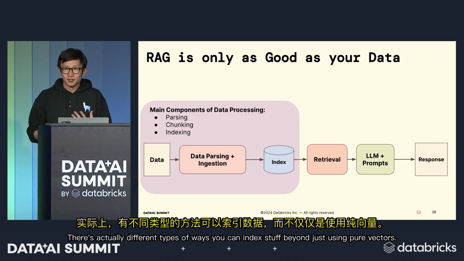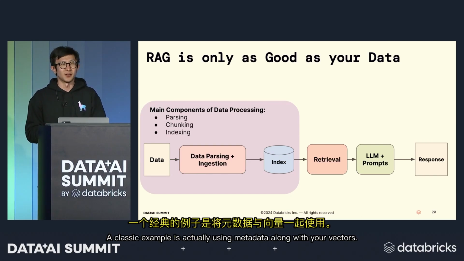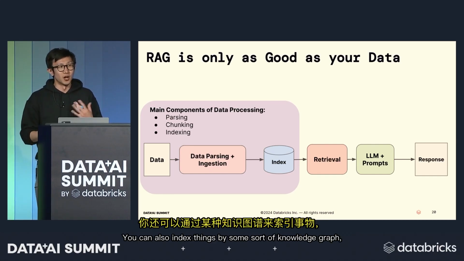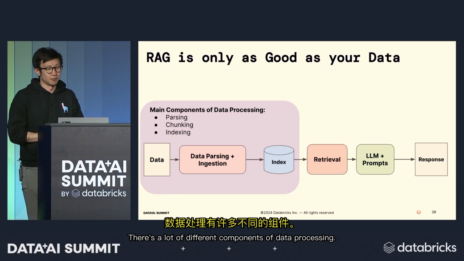And there's actually different types of ways you can index stuff beyond just using pure vectors. A classic example is actually using metadata along with your vectors. You can also index things by some sort of knowledge graph, putting things in a doc store so you can do different tiers of retrieval over that data. But there's a lot of different components of data processing.